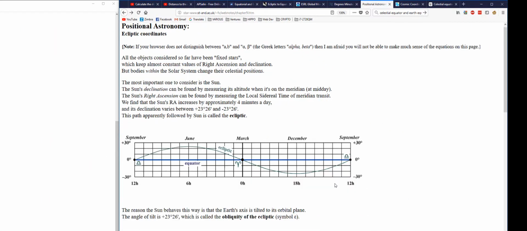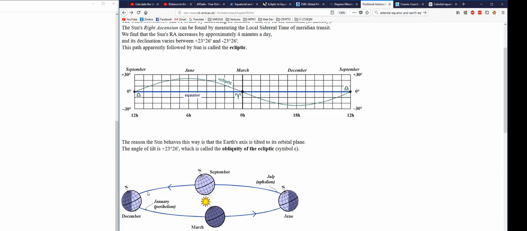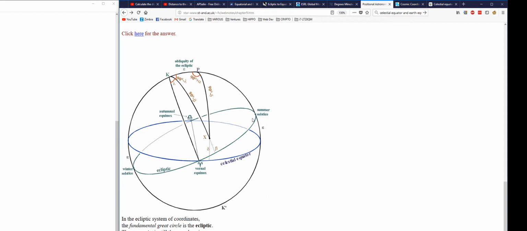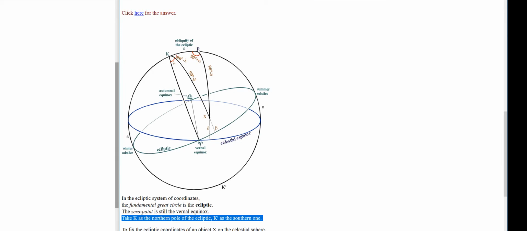Okay, on this page, it explains the ecliptic, and this is for astronomy. It explains the cycle of the seasons, and it shows us here a sphere which is not the Earth. This is the celestial sphere. It shows us the ecliptic plane in green. It shows us the celestial equator, and it shows us the pole. K is the northern pole of the ecliptic, and K dash is the southern one. P is the north pole, and there's a P dash, which is the southern pole of the celestial sphere, the north and the south, while this is for the ecliptic.